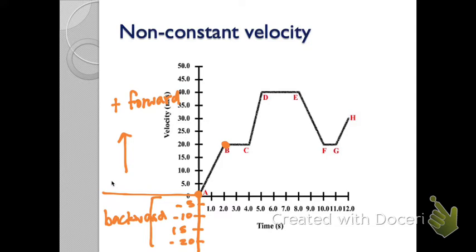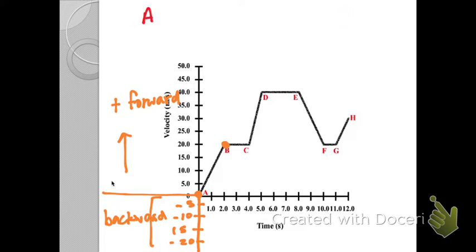From A to B, what am I doing? Not quite. From A to B, what am I doing? I'm going forward. I know that because I'm above the x-axis. So from A to B, I am speeding up in the positive direction. Okay, right? We know positive direction because we are above the x-axis.